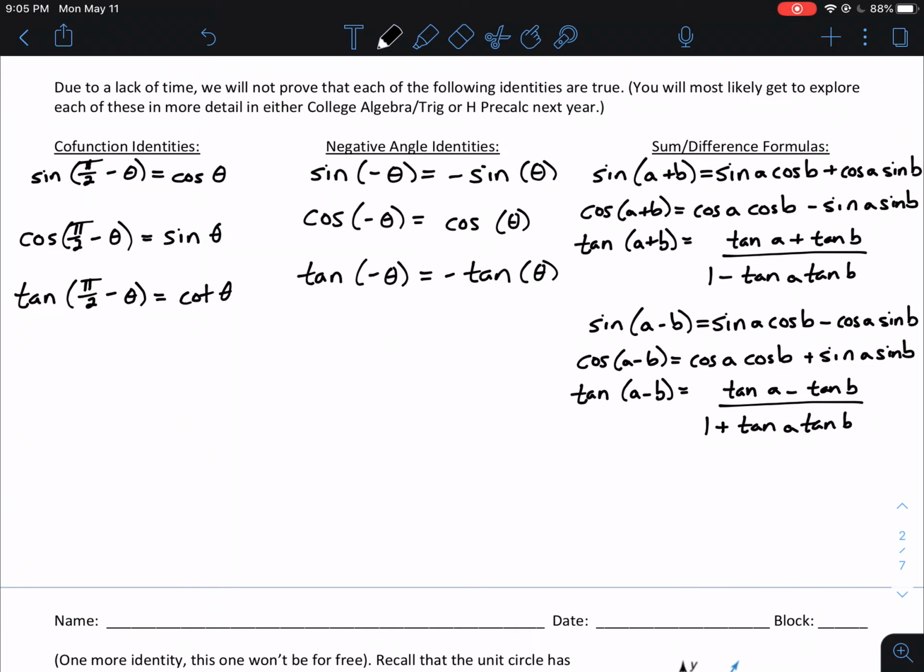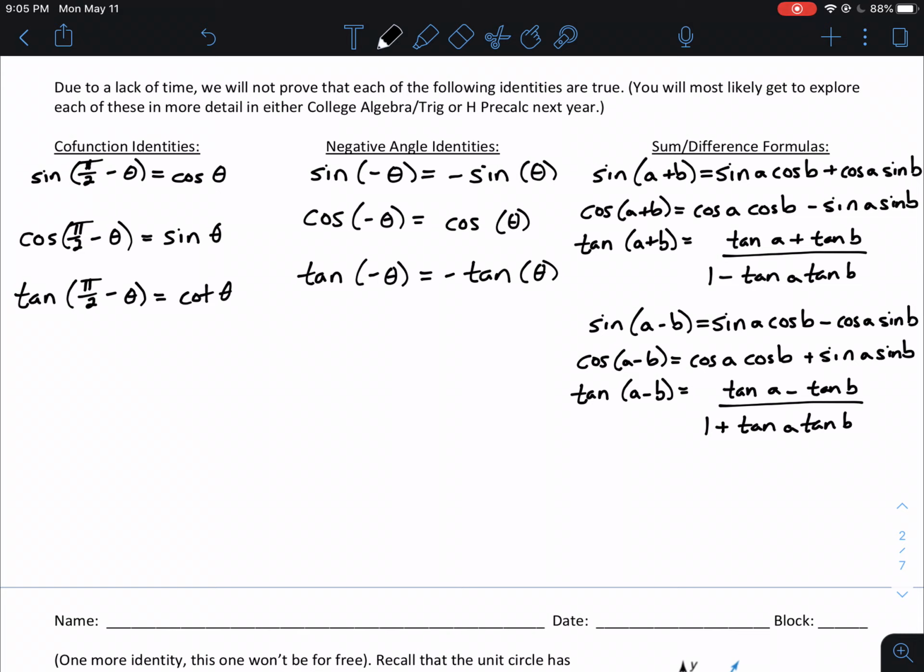The last identities, and they also are called formulas, are the sum and difference formulas, which tell you that if you have sine of a plus b, you could rewrite it as sine of a cosine of b plus cosine of a sine of b. I'm not going to talk all the way through these. These are just ones to take a moment and pause the video if you need to copy these down.